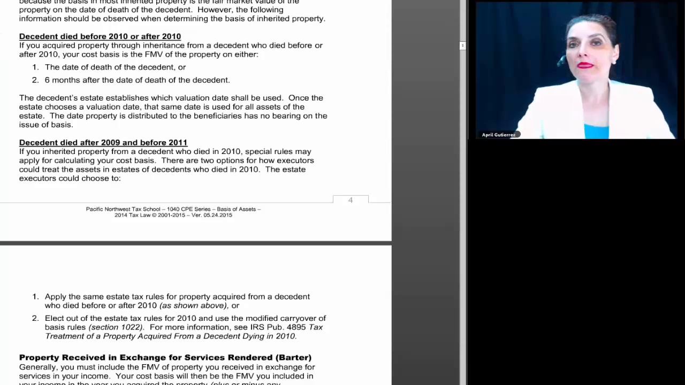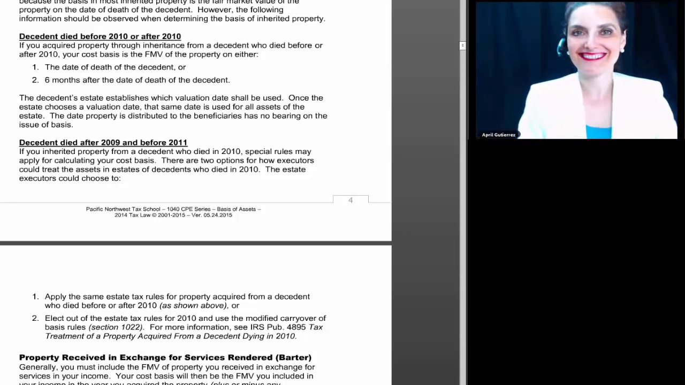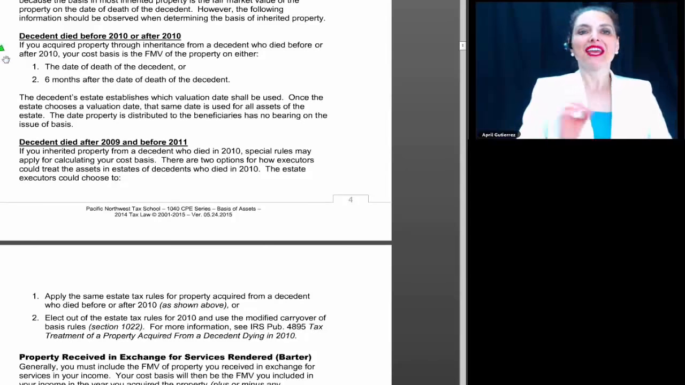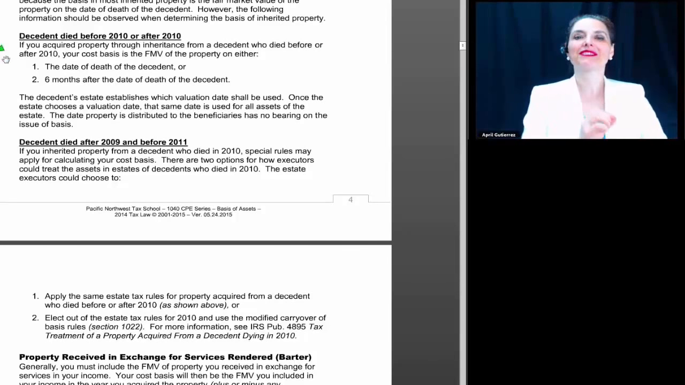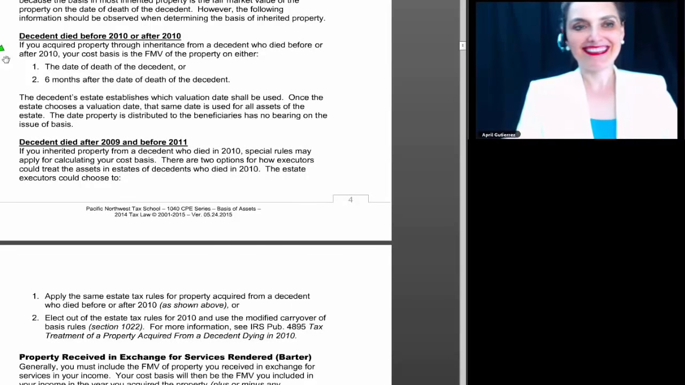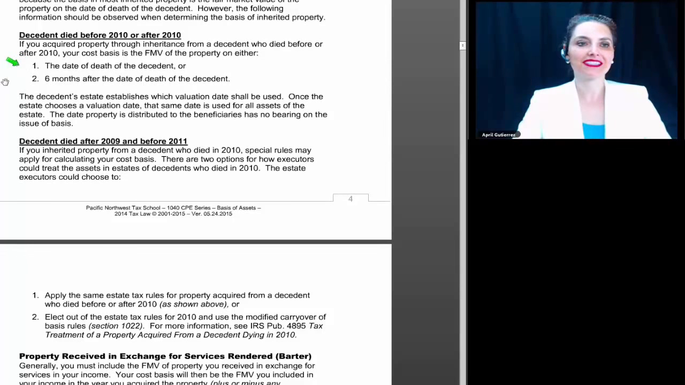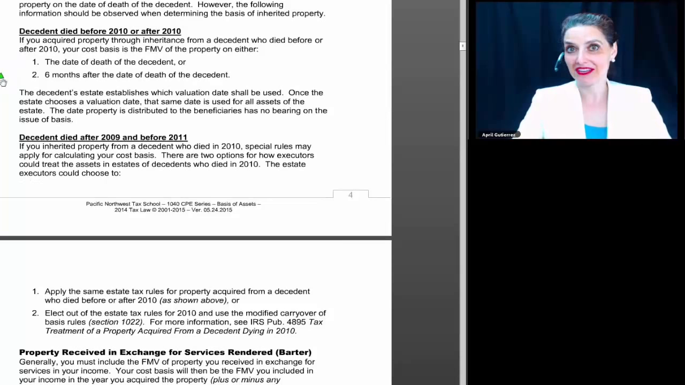Firstly, we have to look at when the person died. And there is a special rule in play for 2010 only. If the decedent died in 2010, then the rules that I'm talking about may not apply. But if the person died before 2010 or after 2010, in other words, not in 2010, then these are the rules that apply. If you acquired property through inheritance from a decedent who died before 2010, or after 2010, then your cost basis is the fair market value of the property either on the date of death of the decedent or 6 months after the date of death of the decedent.